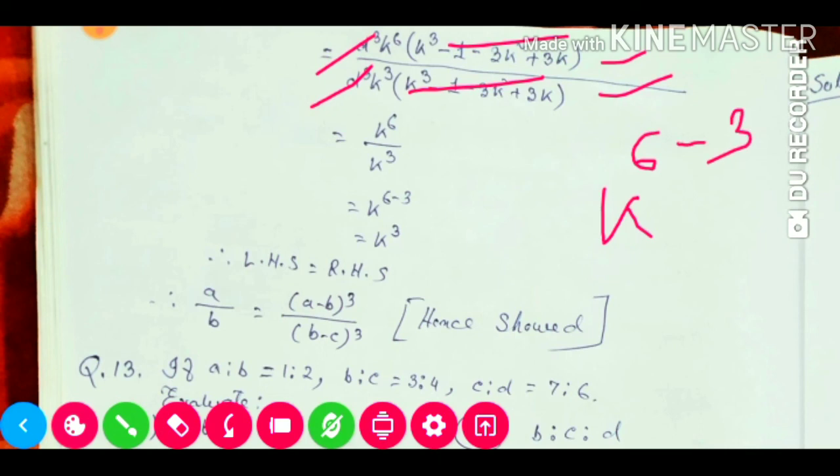So left hand side is equal to right hand side. Therefore a divided by b is equal to a minus b whole cube and b minus c whole cube, hence proved. Very easy.